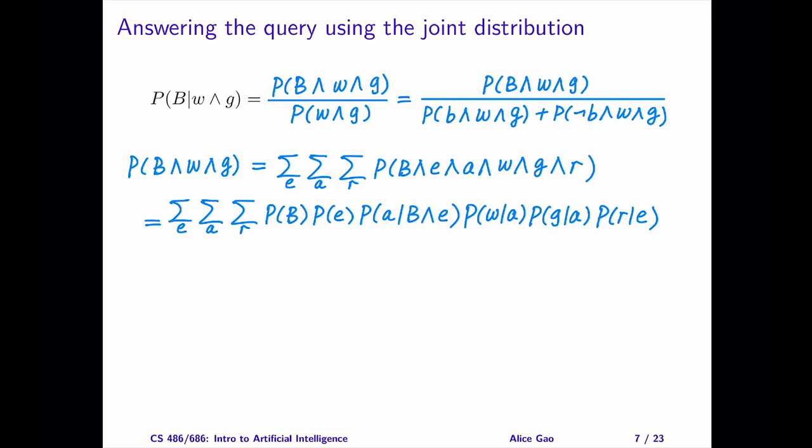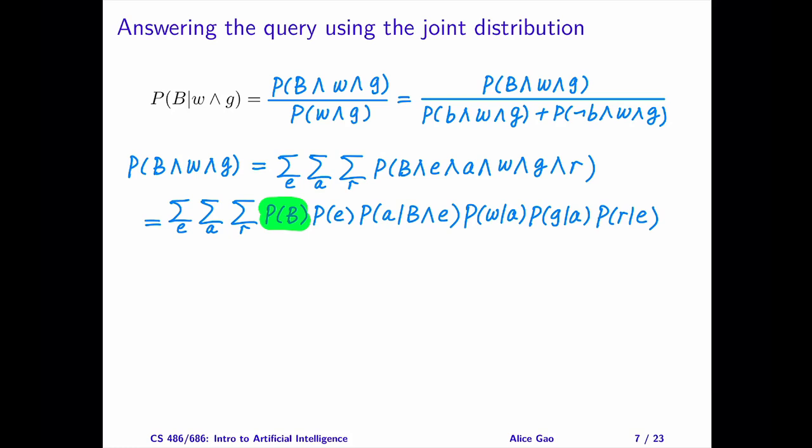Let me make some observations about this expression. In fact, we have to perform many duplicate computations when we calculate this expression. For example, P of B appears in every term, but it doesn't involve any of the three hidden variables. You can think of P of B as a constant. For each of the eight terms, we need to perform one multiplication for P of B. That's 8 multiplications. If we take P of B outside of all the summations, then we only need to perform one multiplication for P of B. The simple change could have saved us from doing 7 operations.